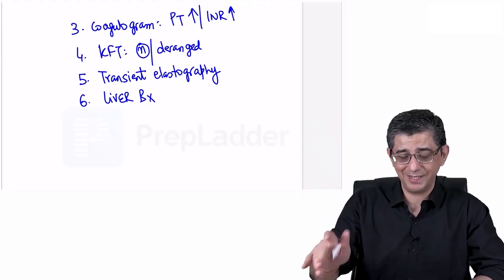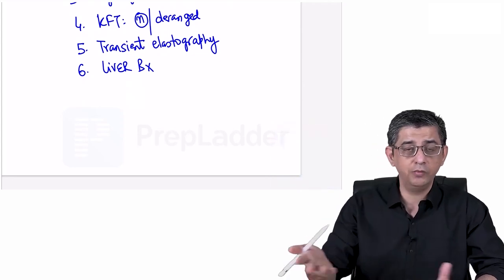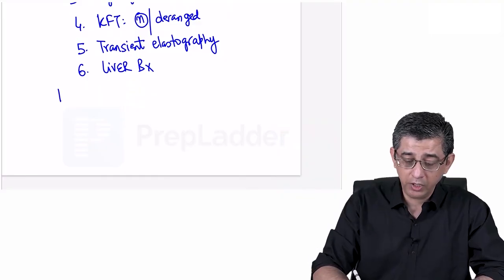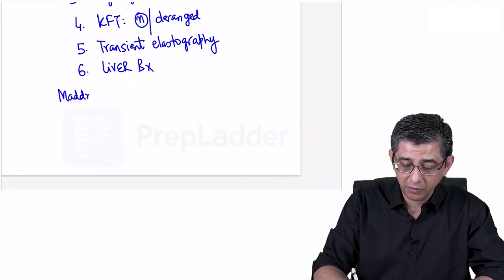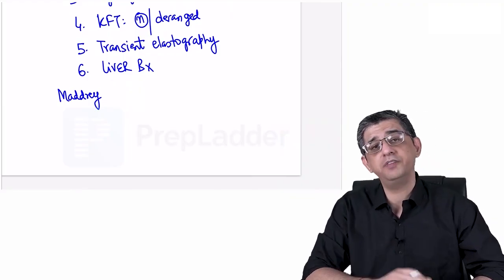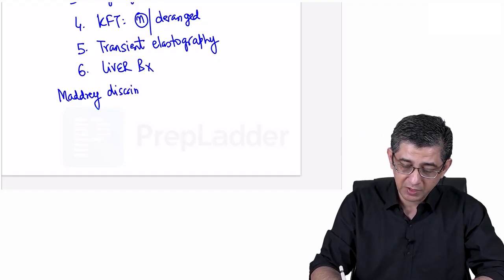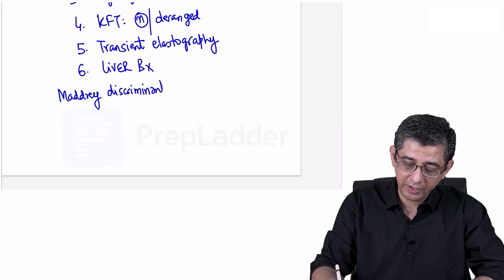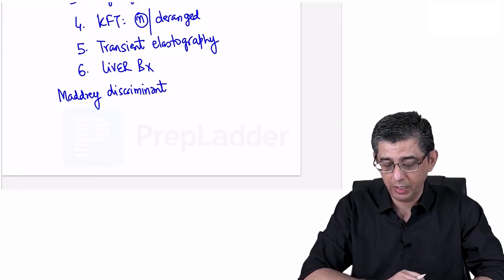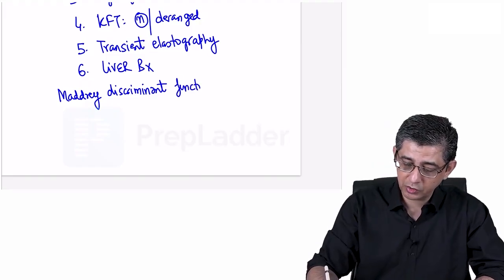So I'm just putting 6 as liver biopsy, which is okay from a pathological domain, but in reality, I would definitely not like to do it. What I would like to do for the patient is calculate what is called a discriminant score or discriminant function. The doctor who first made us aware of this score and its utilization was by the name of Maddrey. So the name is Maddrey's discriminant function or score.